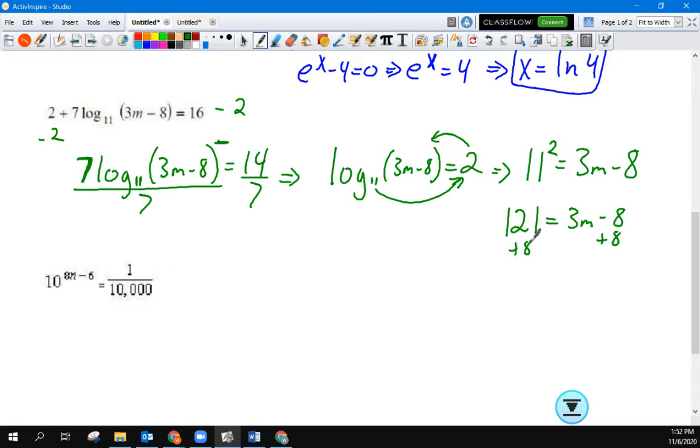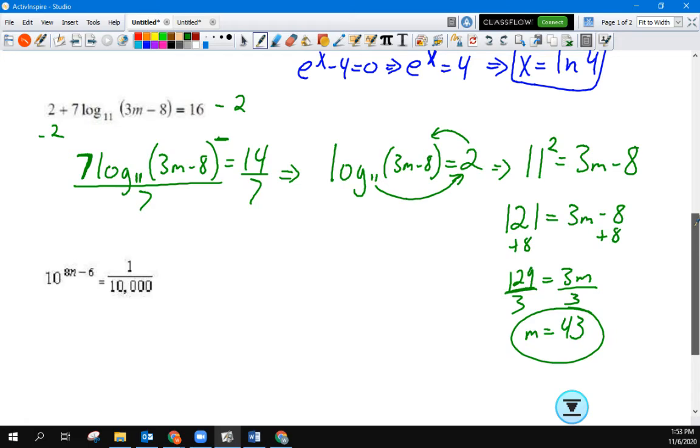Add 8, add 8. So 129 equals 3m, divided by 3. Now there's a trick when dividing numbers by 3. If you add up the digits in the number you're dividing by 3, and it's divisible by 3, the whole thing is divisible by 3. So 1 plus 2 plus 9, that's 12. Since 12 is a multiple of 3, this is divisible by 3. And when you divide it, you get 43. m is 43. And again, plug it back in. 3 times 43 is positive, minus 8 is still positive, so that solution does work. Okay, so always double check your solutions.